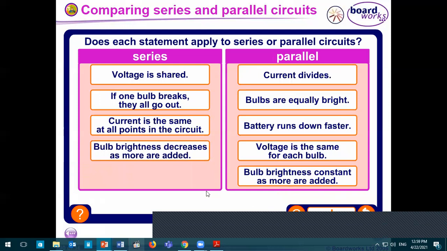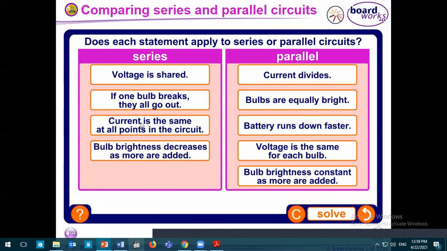Let's solve it. Okay, so in series circuit, if one bulb breaks down, all of them go out. That's right, we did this. Current is the same at all points. Okay. This one, we made a mistake. Bulb brightness decreases as more are added.